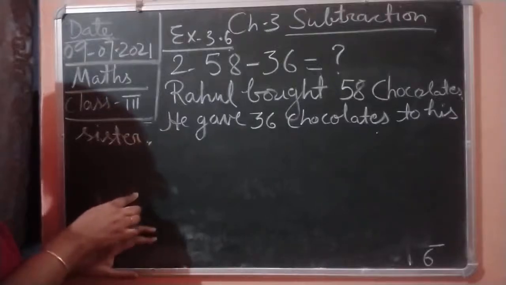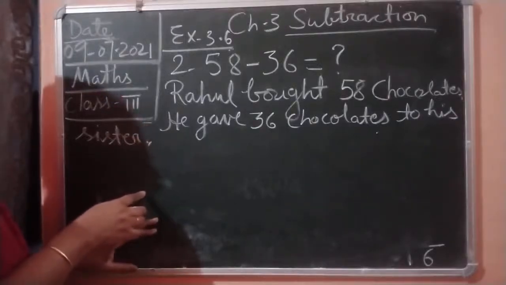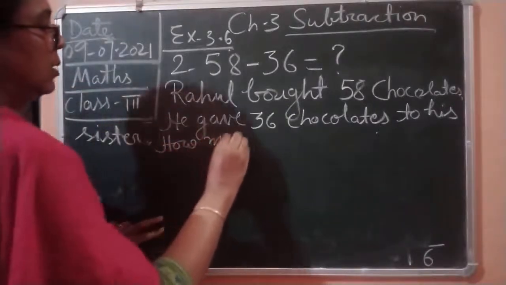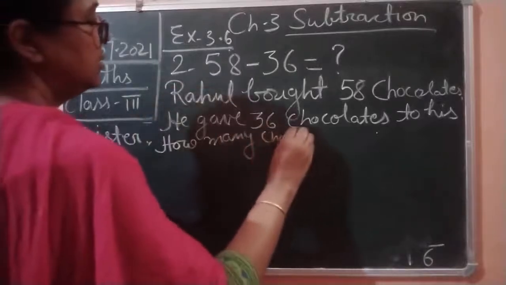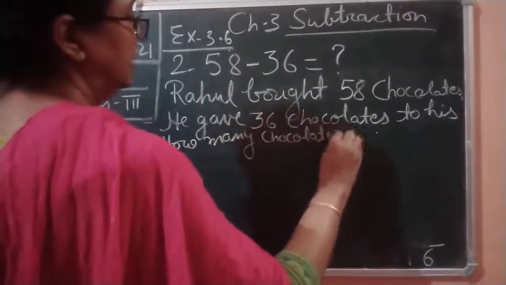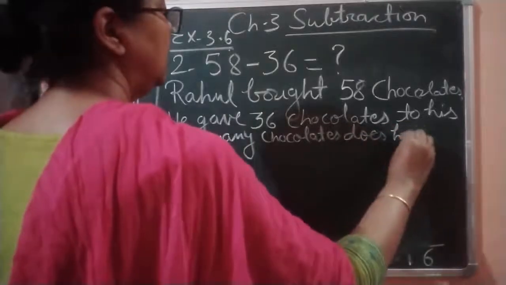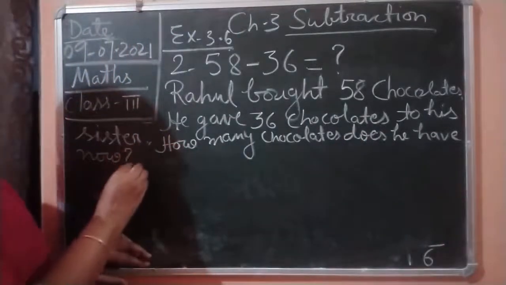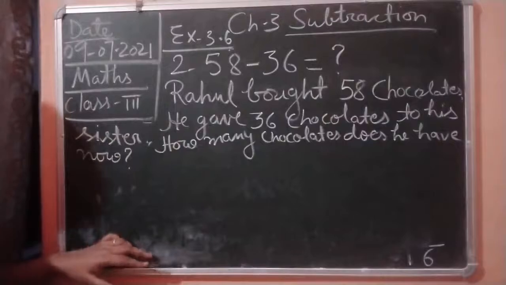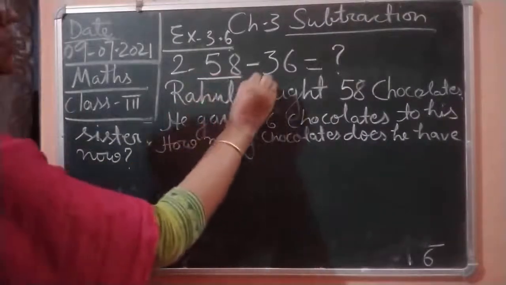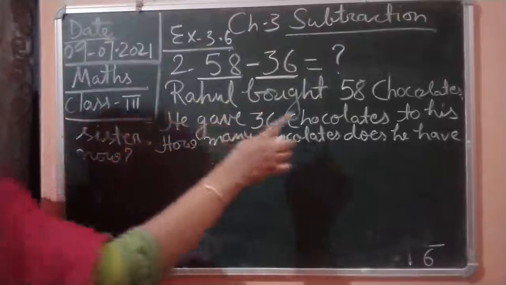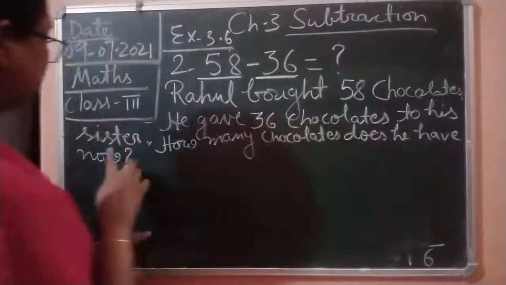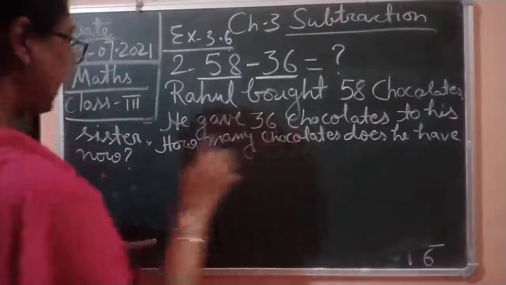Now, how many chocolates does he have now, children? Okay, this is the question. Now what we have created, the given numbers are 58 and 36. Rahul bought 58 chocolates. He gave 36 chocolates to his sister. How many chocolates does he have now?